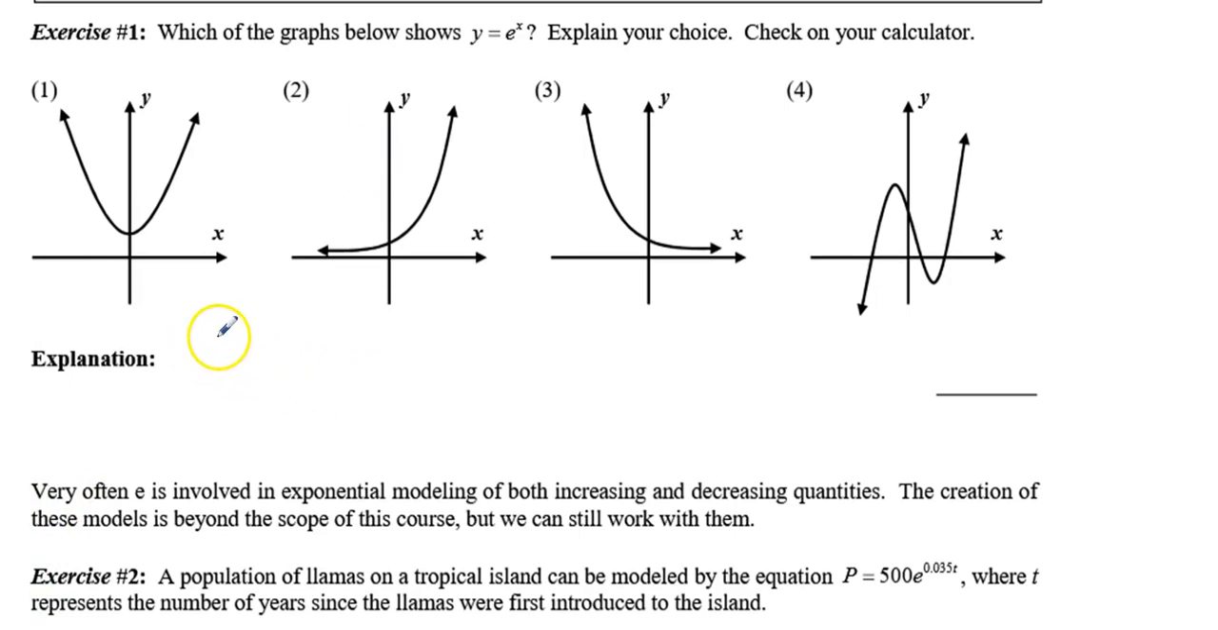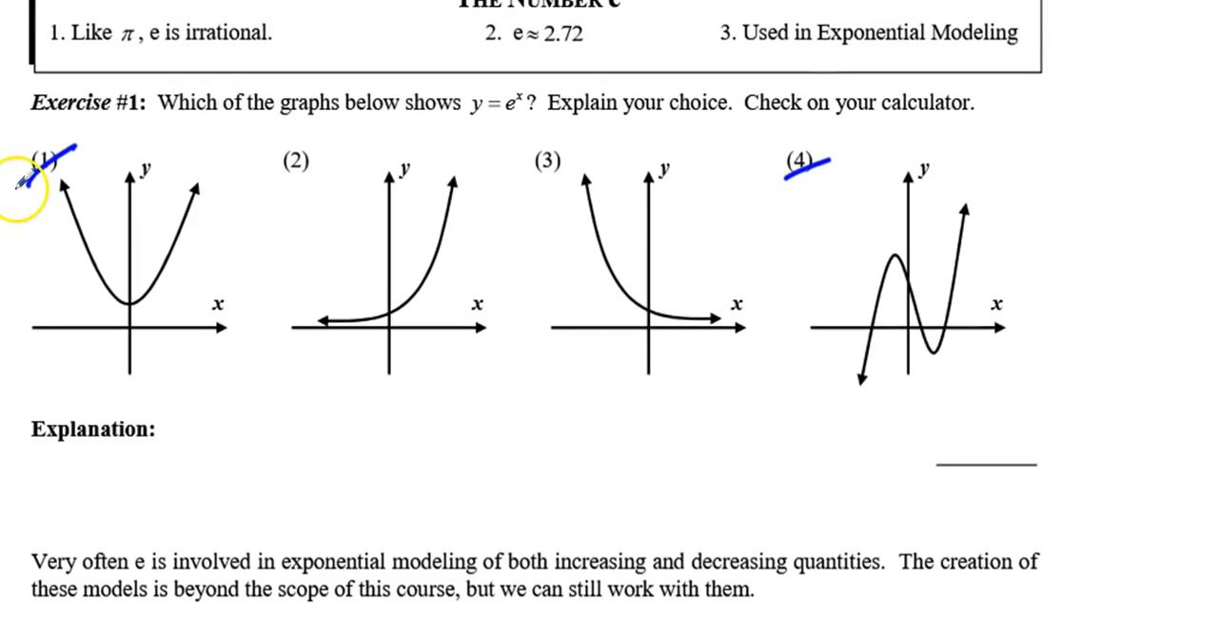Okay, so I'm hoping you recognized that it has to be an exponential. So it's either 2 or 3. It's not going to be a parabola. It's not going to be a cubic. And it's exponential growth. Well, why? Well, we just said it's 2.72. It's bigger than 1, so it has to be exponential growth.